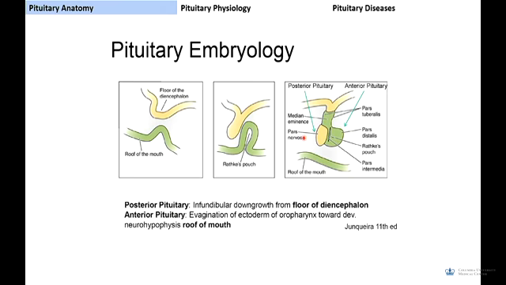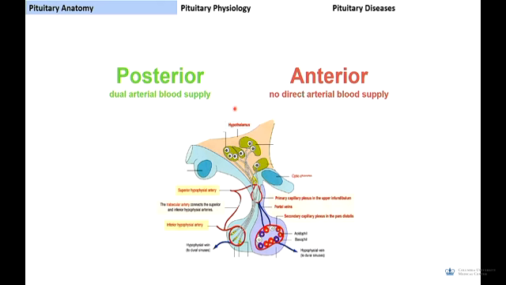Going through the embryology quickly, this is the outgrowth of the mouth, which forms the anterior pituitary. Rathke's pouch is a little structure inside the anterior pituitary, which we'll talk about later with some of the diseases. Then the floor of the diencephalon grows downward to form the posterior pituitary, so that's why it's neural tissue. Some of the blood supply: the anterior has no direct blood supply, and that's important because if you lose blood to the pituitary, the anterior will most likely be the one that's infarcted. The posterior has a dual blood supply, the superior hypophyseal artery and the inferior hypophyseal artery.